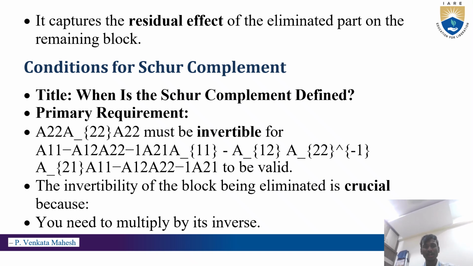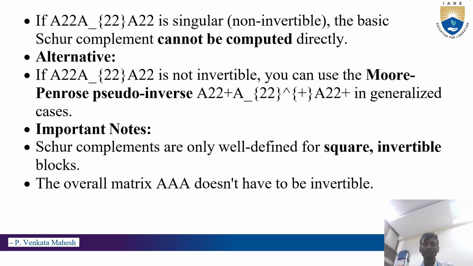The invertibility of the matrix element is crucial. You need to multiply by its inverse. If it is not invertible, you have to use the Moore-Penrose pseudo inverse, A22 positive. Important notes: Schur complements are well defined for square invertible blocks. If the blocks are not square or invertible, then we cannot determine the Schur complement. The overall matrix A does not have to be invertible, but it should have invertible blocks.